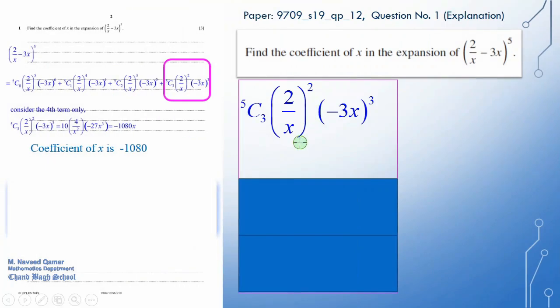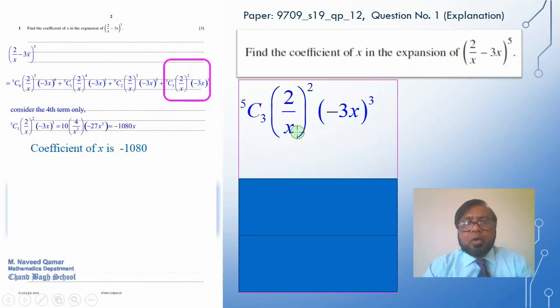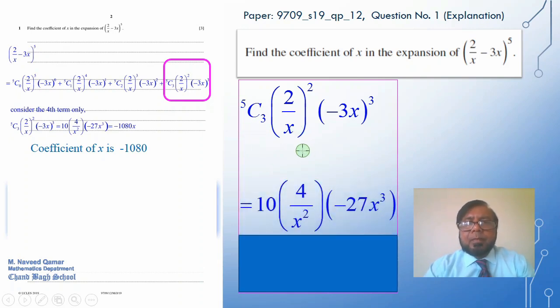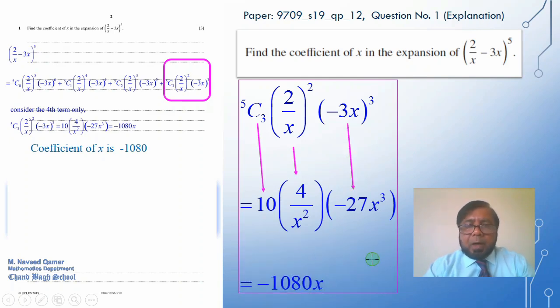Here we have the 4th term. Now we can use a calculator to find the value of 5C3. Now simplify the rest of the factors and multiply them to find the 4th term in simplest form. So the 4th term in simplest form is minus 1080 times x. So what would be the coefficient of this 4th term? It is minus 1080 as the final answer.